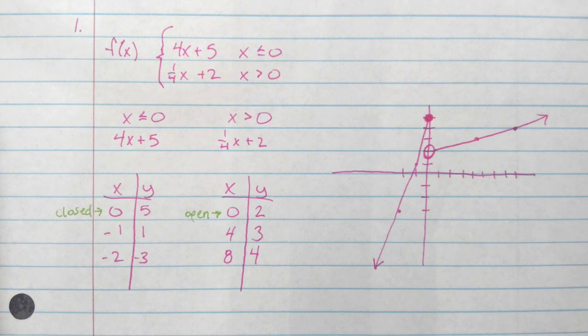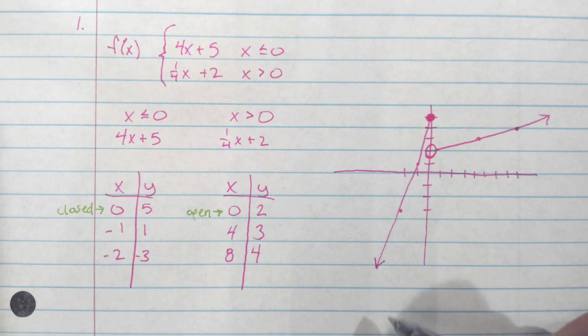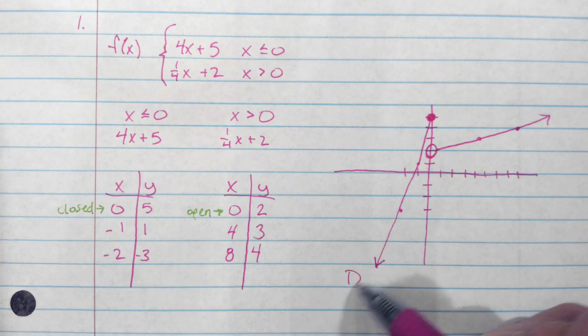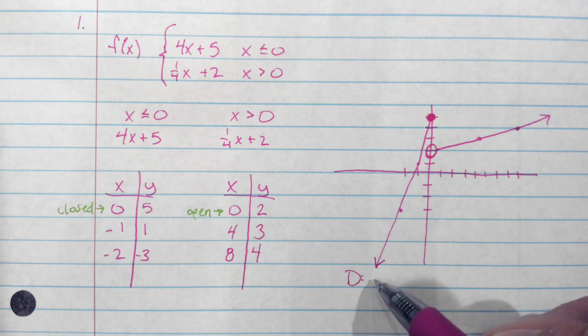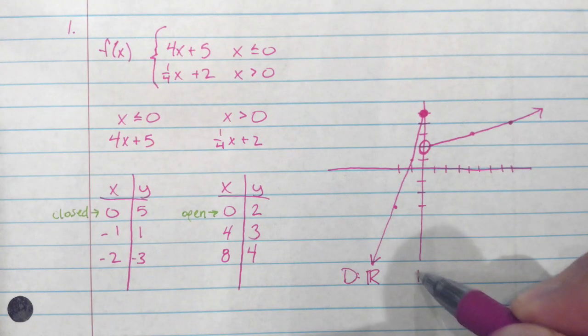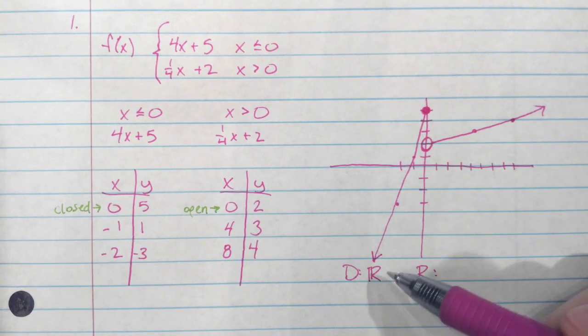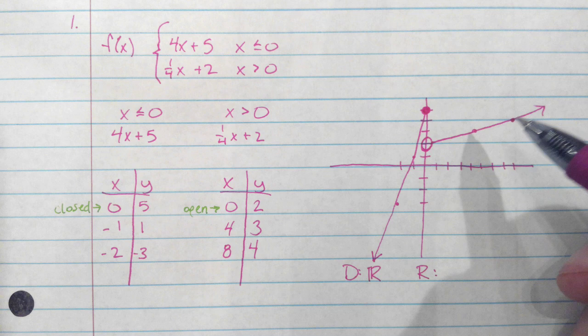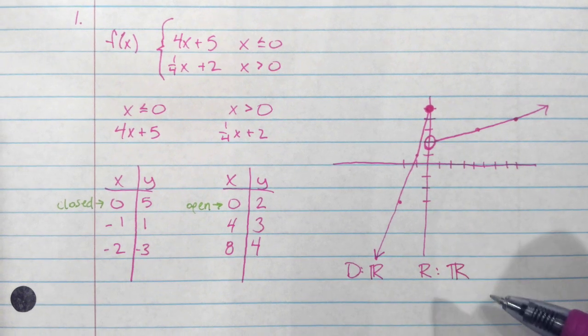The other thing you might be asked for, or that you will be asked for, is what's the domain and range. So we'll go ahead and do that. Domain values, we can pick any x value. It's all real numbers. The range, see, it goes down forever. It also goes up forever. So the range is all real numbers also.